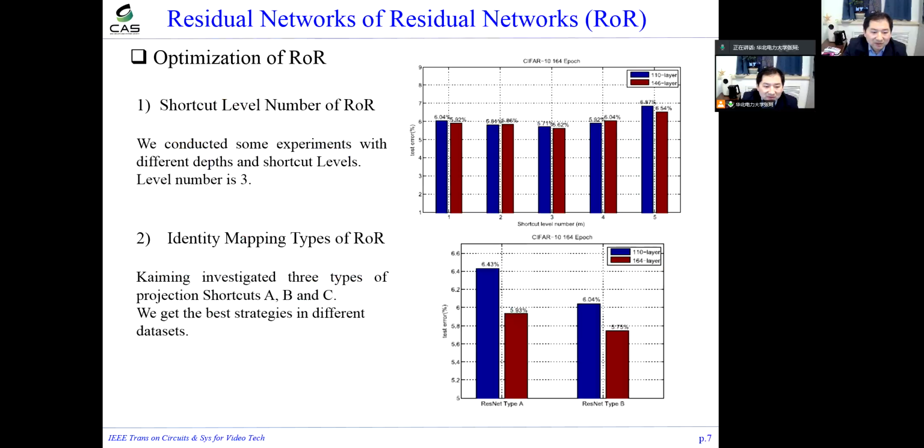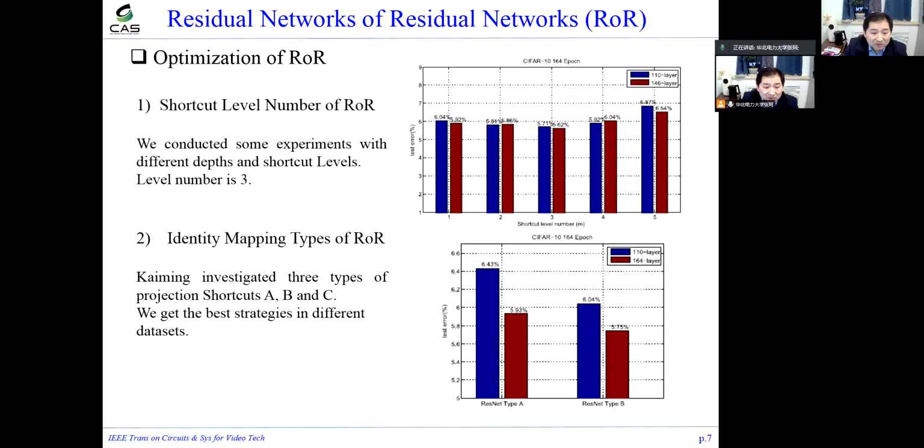Fourth, optimization of RoR. One, how to choose the shortcut level number of RoR. We conducted some experiments with different depths and shortcut levels. The level number should be 3.